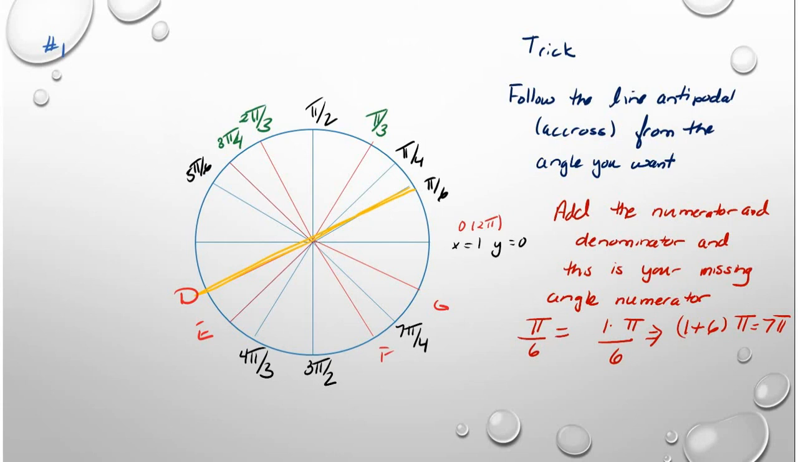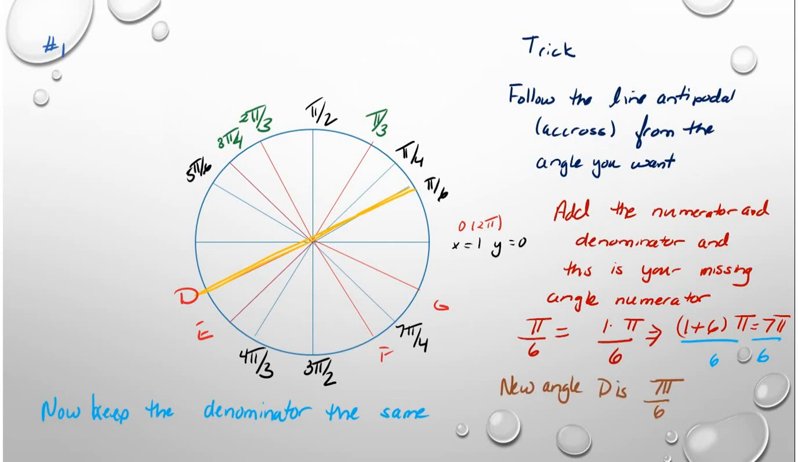If I add the numerator and denominator of pi over 6, notice that the numerator is 1 pi, and actually ignore the pi, so I just look at the numbers, 1 over 6. Then the new numerator is going to be 1 plus 6, which is 7 pi. Keep the denominator the same, and the new angle is 7 pi over 6. And you can just check that pi plus pi over 6 does indeed give you 7 pi over 6. So this is the angle D.